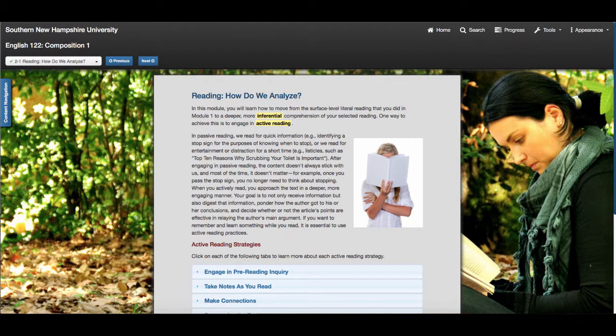So how do we analyze? There's 2 ways to look at a text. There's the surface level, quick information kind of reading where you're skimming through it, or maybe you're just reading it quickly because you're running out of time. And then there's the more in-depth analysis where you're reading between the lines. You're really looking for the author's bias, the author's intent, paying close attention to what you see.